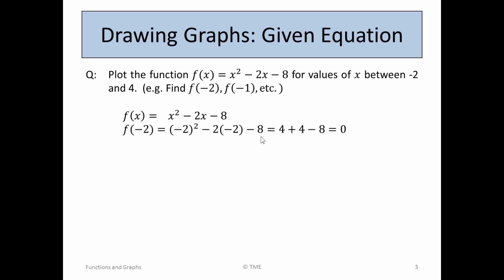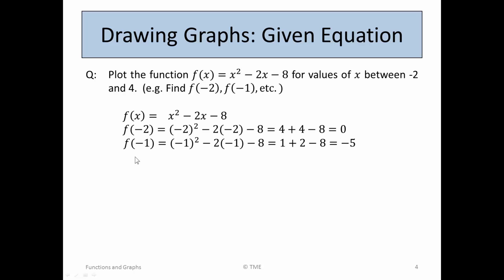So expanding it now, we get minus 2 by minus 2, or minus 2 squared, is 4. Minus 2 by minus 2 again gives us 4. And the minus 8 carries forward. So 4 plus 4 minus 8 is 0. So we find that when x is minus 2, the function f of x, or the y value, is 0.